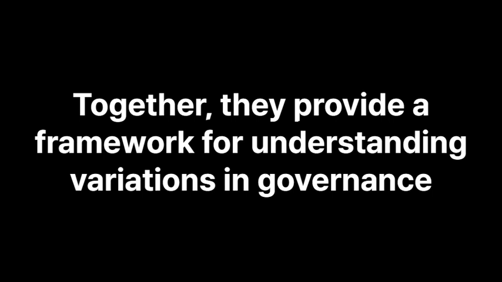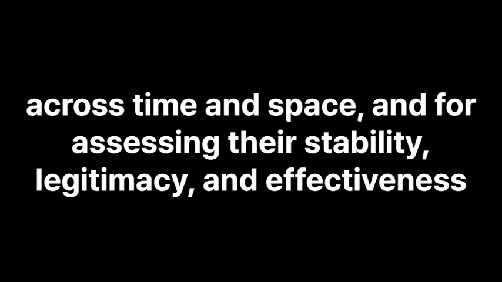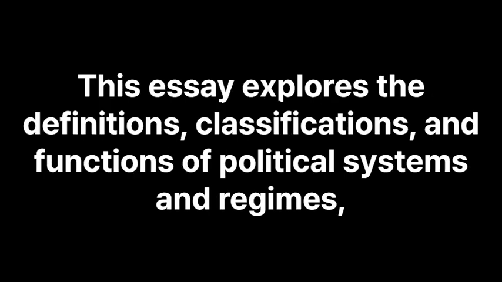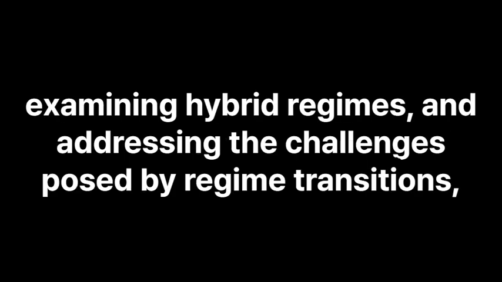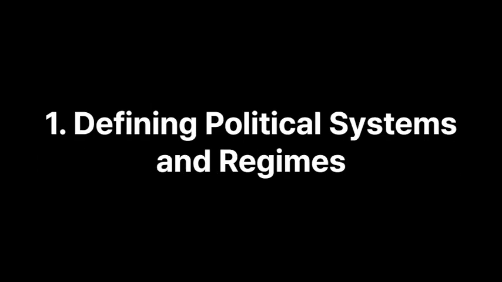Together, they provide a framework for understanding variations in governance across time and space, and for assessing their stability, legitimacy, and effectiveness. This essay explores the definitions, classifications, and functions of political systems and regimes, drawing comparisons between democratic and authoritarian models, examining hybrid regimes, and addressing the challenges posed by regime transitions, populism, and authoritarian resilience in the 21st century.